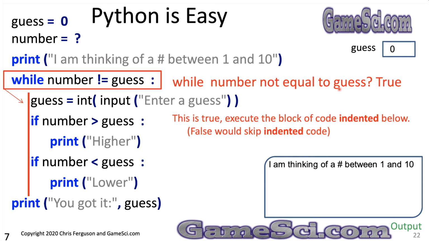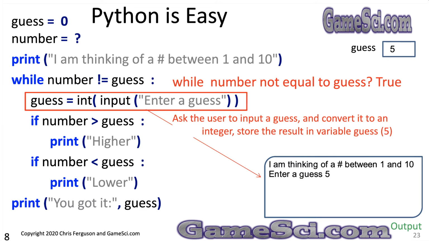While number is not equal to guess, this currently is a true statement. While the value in the variable number is not equal to guess, meaning number is not 0, this is true. That means execute the block of code indented below. False would skip the indented code. True says execute all the code in this block. So when this is true, I will execute this code right there.